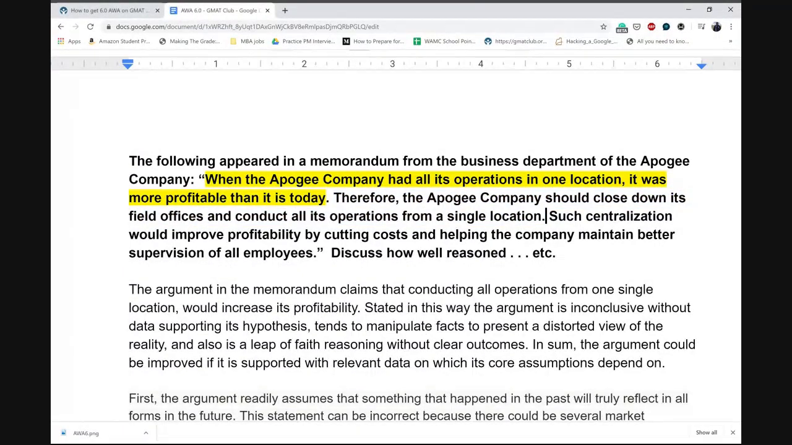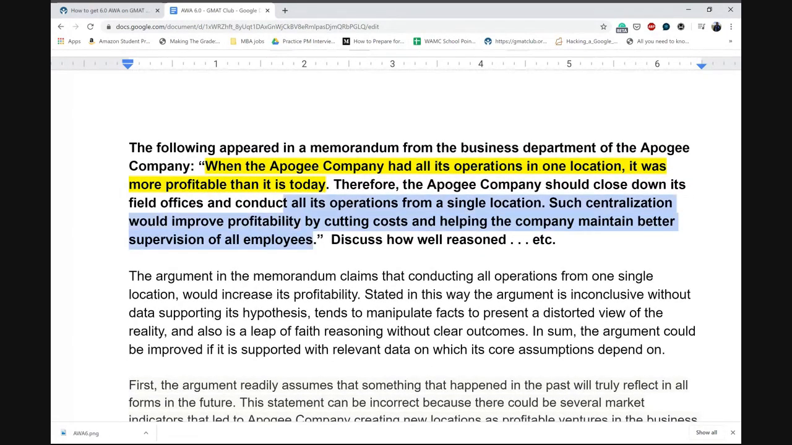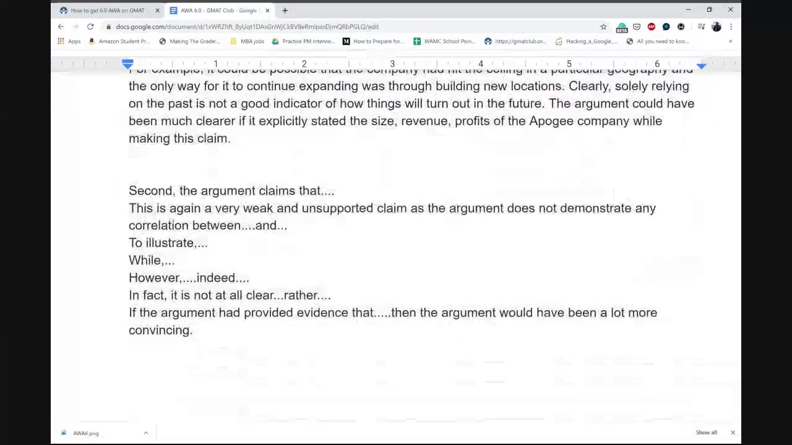But this part should close down its field offices and conduct all its operations from a single location. Such centralization would improve profitability by cutting costs and helping the company maintain better supervision, right? So this is the one that I want to attack. So let's just jump into it.